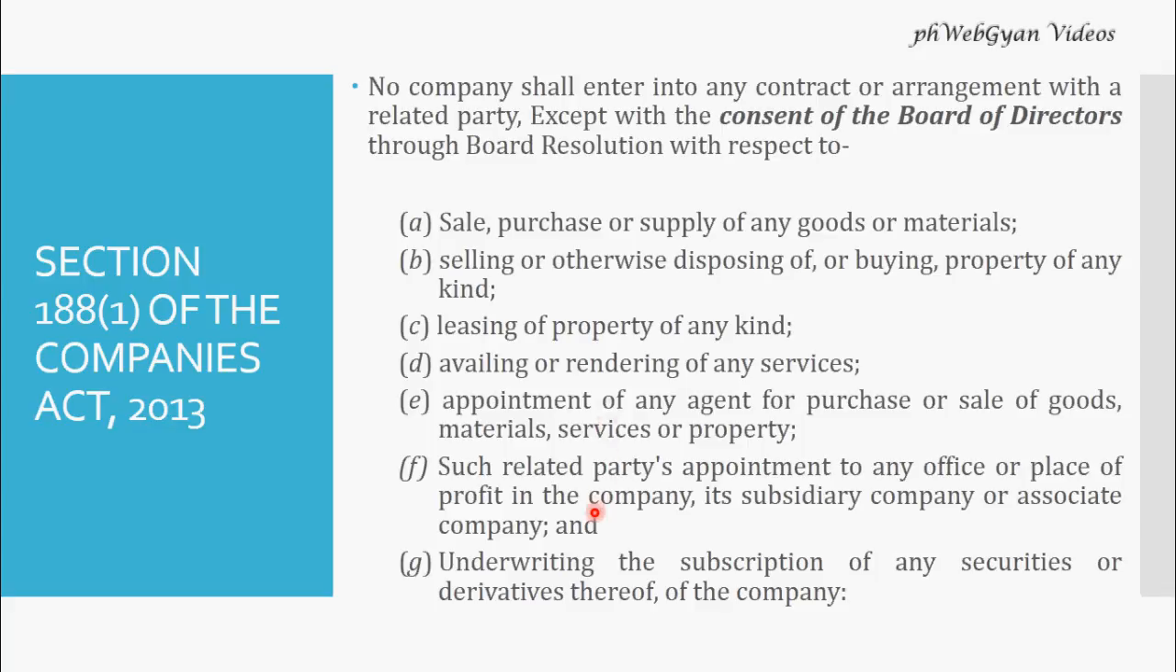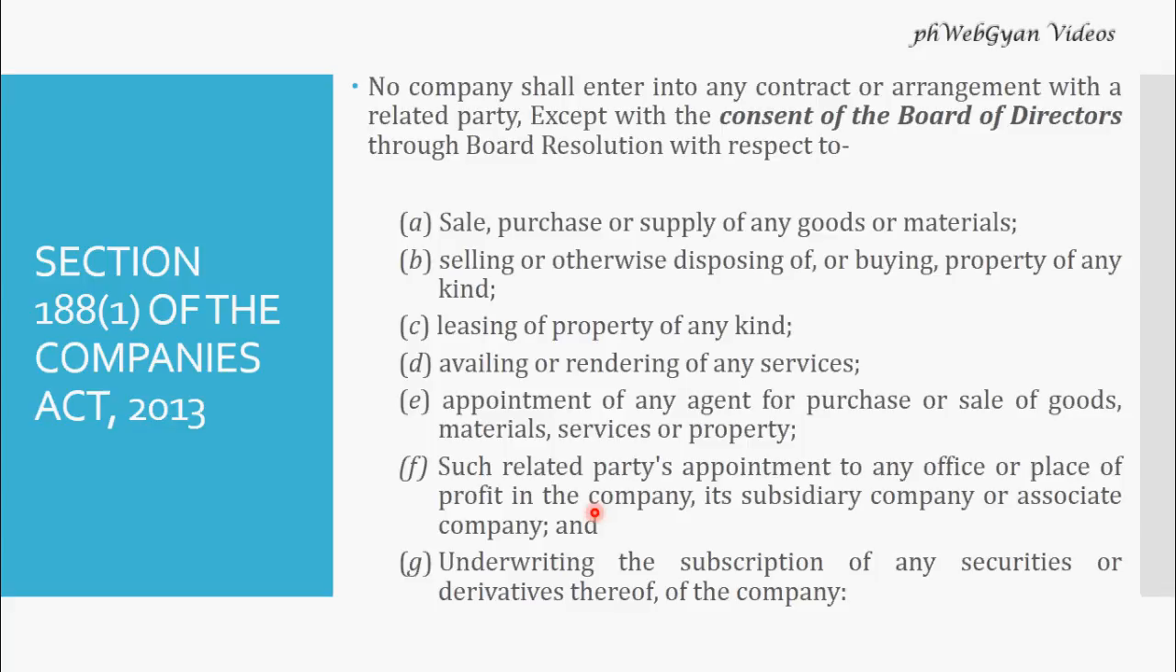Another important point is such related parties' appointment to any office or place of profit. Now what is office or place of profit? We can see in the explanation to the section which says that if a director is occupying such a position, then whatever he is receiving apart from the remuneration which he is entitled to receive as a director, over and above that, every remuneration which he is receiving, either by salary or by any other perks, all that would be included in the office or place of profit.